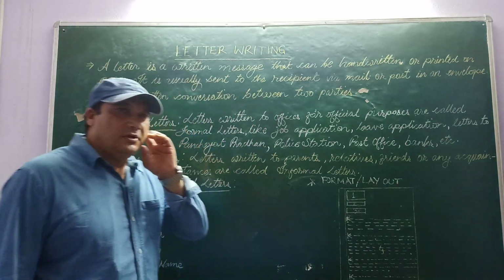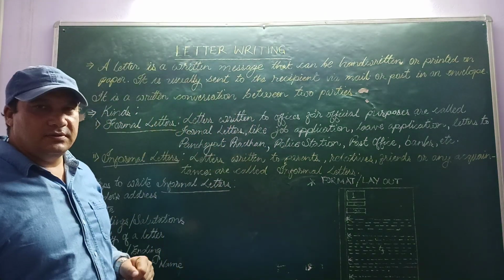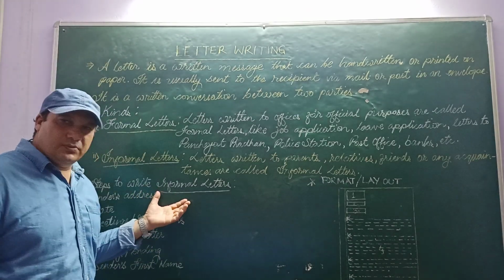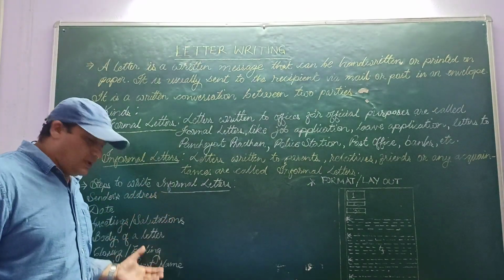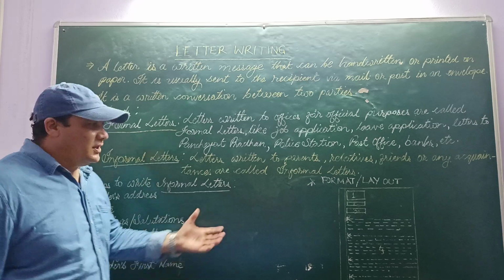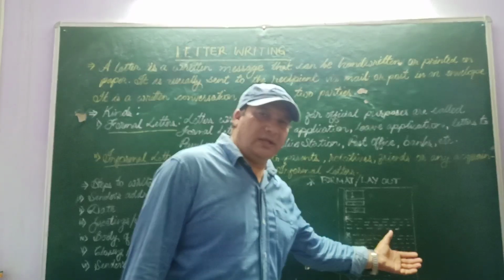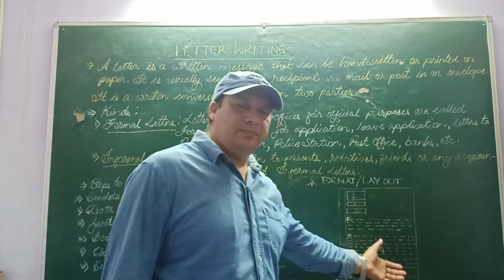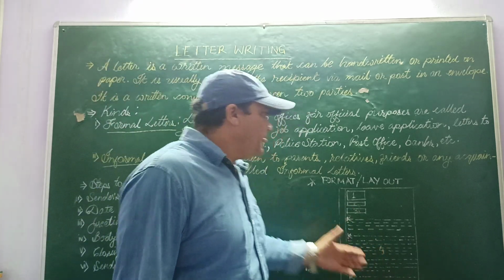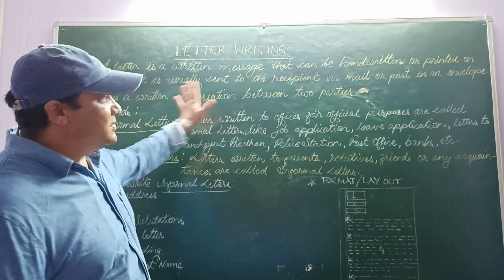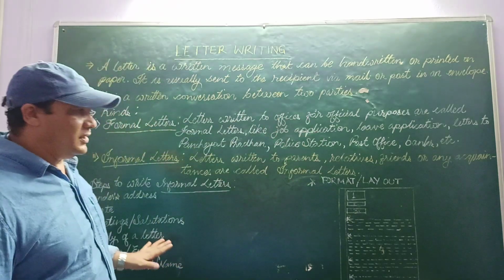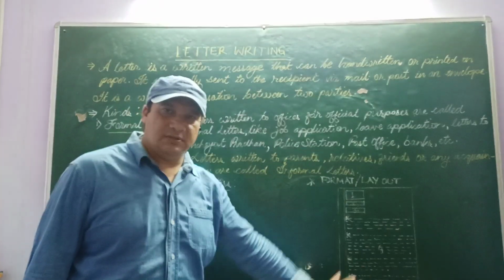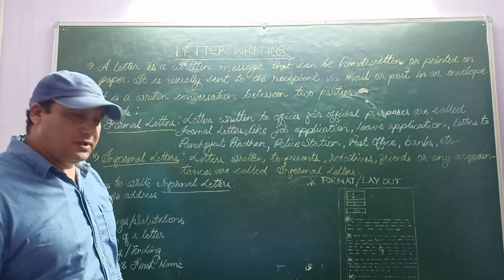So hope you understood what a letter is and how many kinds of letters there are. And today we discussed the informal letter: what are the steps to write informal letters, and what is the format or layout of writing the informal letter. So this is the box pattern of your informal letter. Hope this is understood. The same thing will be clicked and given. You copy this in your exercise note, right?